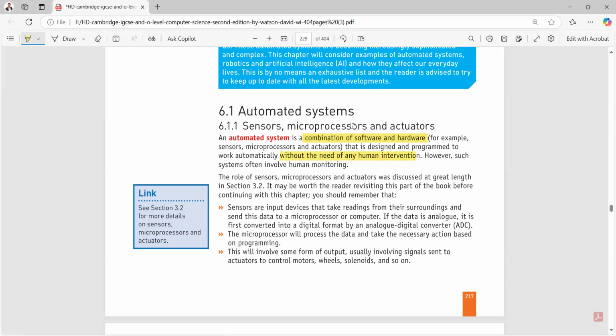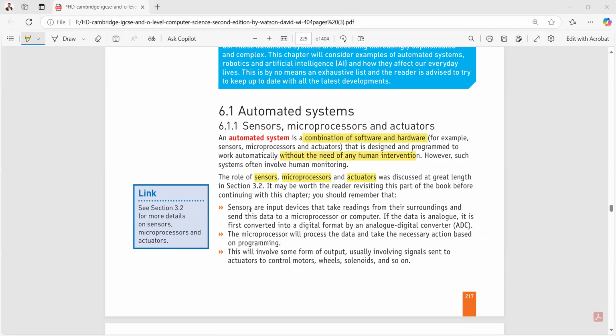That means an automated system is a combination of software and hardware, and it has three basic components: sensor, microprocessor, and actuator, designed and programmed to work without human intervention. That means humans do not need to be involved. It might need some sort of human monitoring, but it is not based on human tasks. So in automated systems, I have three areas: the first is sensors, the second is the microprocessor, and the third is the actuator. First of all, I'm going to discuss what a sensor is.